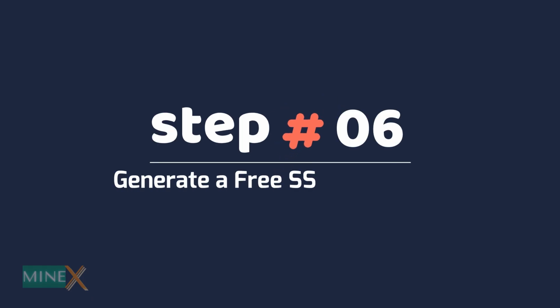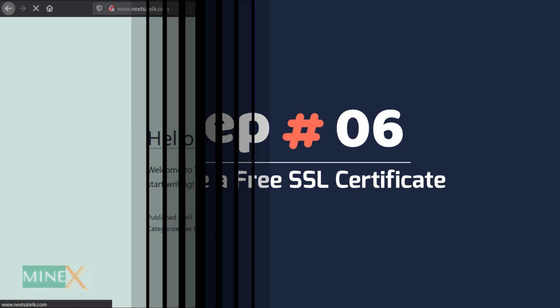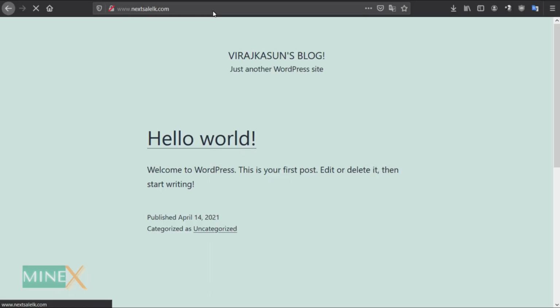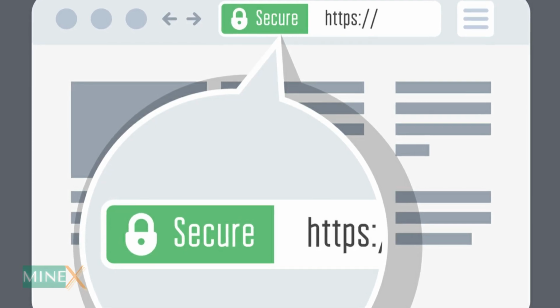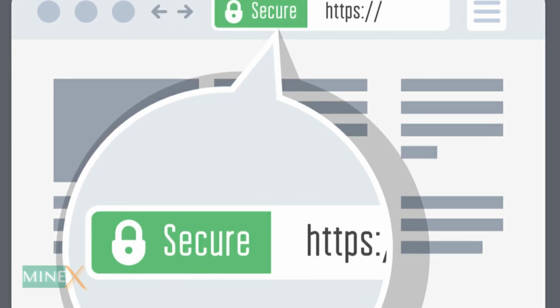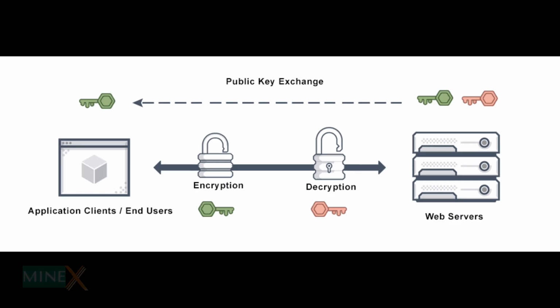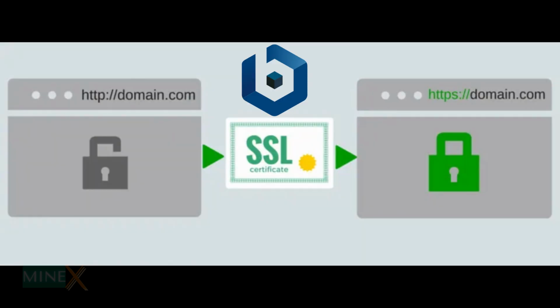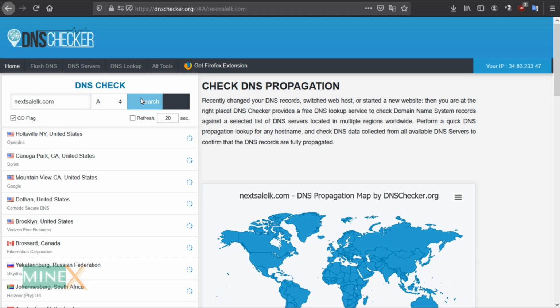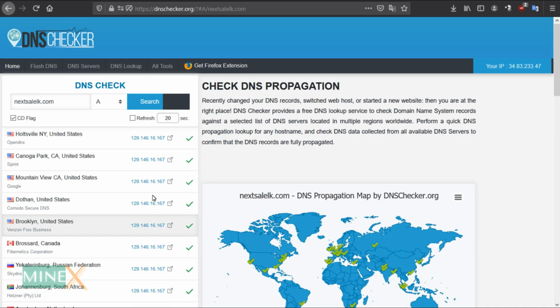Sixth step. Generate a free SSL certificate. Now your domain is pointed to the public IP address, but you can see there is a red warning at the top corner. This is because the domain has no SSL certificate. SSL stands for Secure Sockets Layer, a global standard security technology that enables encrypted communication between a web browser and a web server. Bitnami contains a tool to generate a free SSL certificate for the server. Before running the tool, please make sure your domain name is correctly pointed to the public IP of the virtual machine. You can check it using any online DNS checker tool.